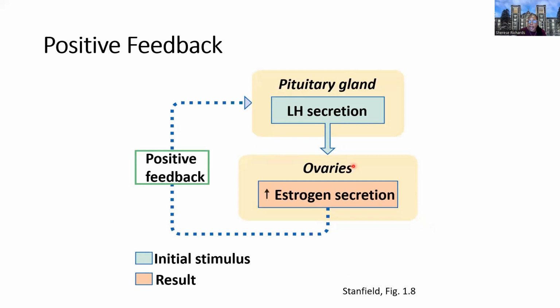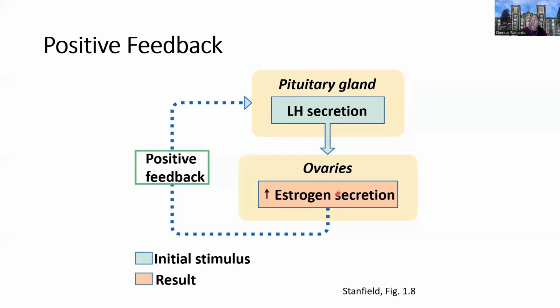So here's a third example of a positive feedback loop. We have the pituitary gland, which secretes luteinizing hormone. Luteinizing hormone travels to the ovaries and encourages increased estrogen secretion. That increased estrogen secretion goes back up to the pituitary gland and encourages more luteinizing hormone to be secreted. This doesn't happen for the entire menstrual cycle. This happens for a short window of time in order to encourage high levels of luteinizing hormone, which will then trigger ovulation.